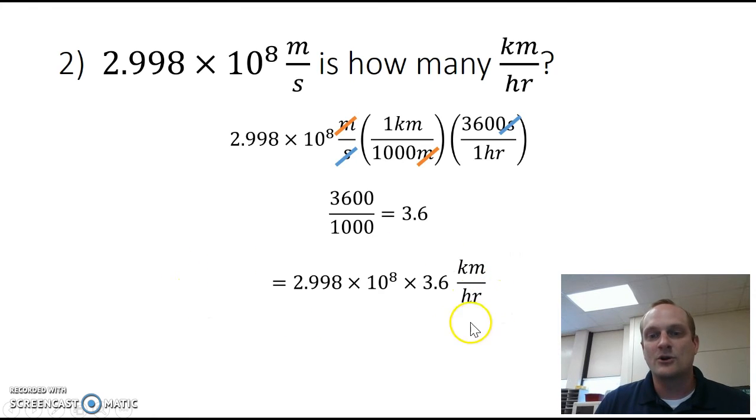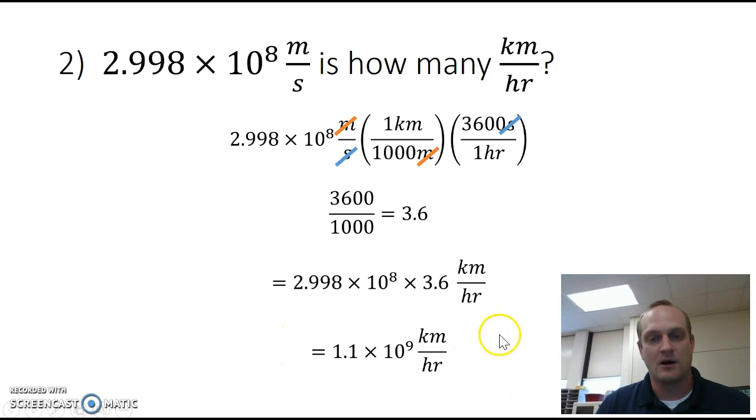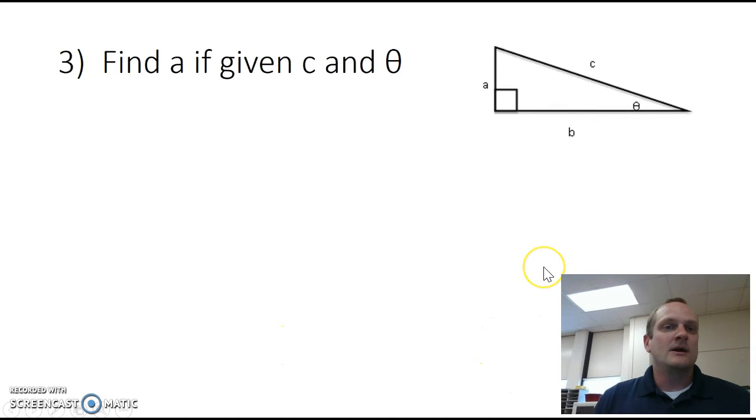If you'd stopped here, you'd written anything along these lines, I would have given you full credit for it. If you did go ahead and multiply it out, you would have gotten 1.1 times 10 to the 9th kilometers per hour. Here's question 3.